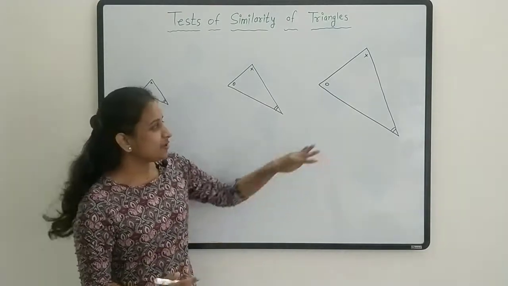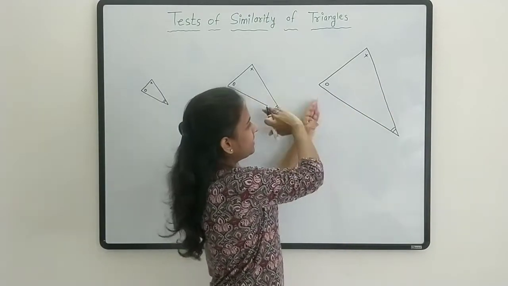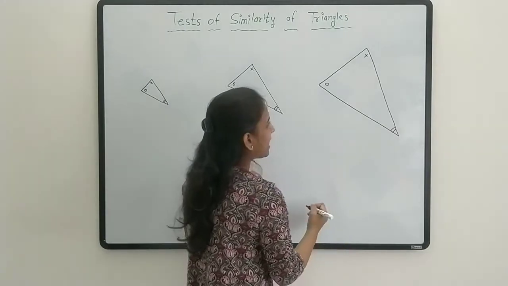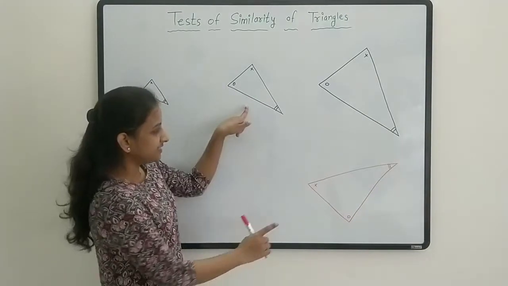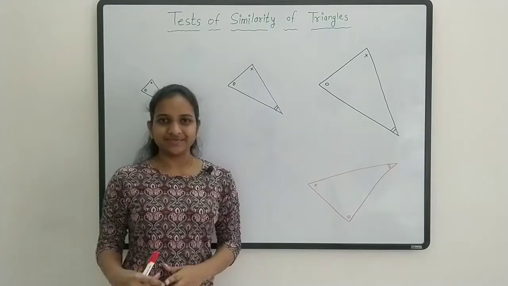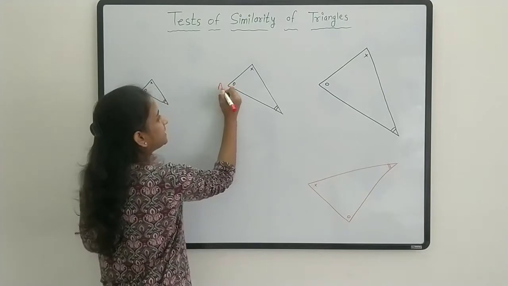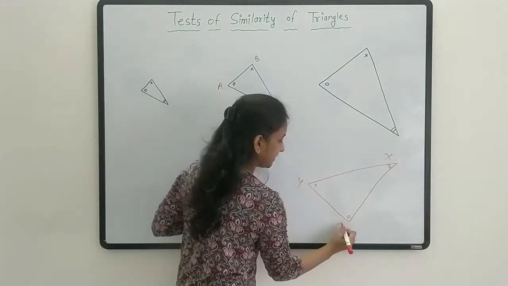Got it? Now consider this triangle. If I rotate this triangle, take mirror image, take water image. After all operations, let's say I'll get the image like this. Okay? Now, can we say these two triangles are similar triangles? See, let's name these two triangles. Say this is triangle ABC and this is triangle XYZ.